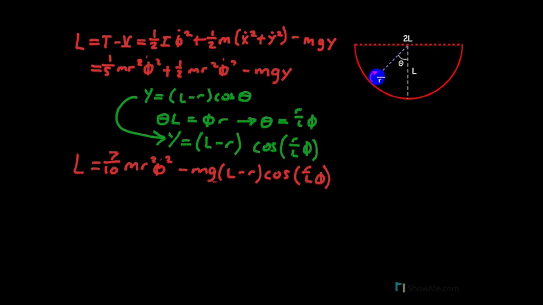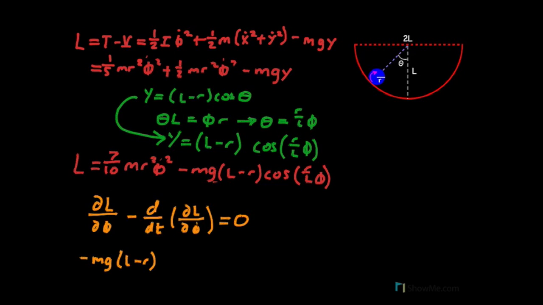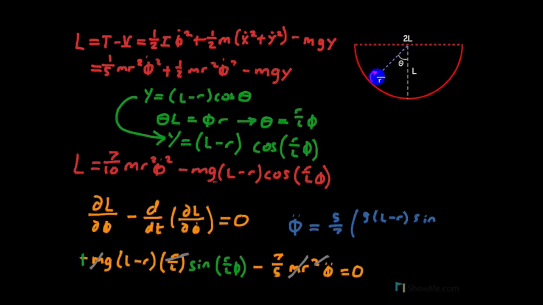The partial derivative of L with respect to phi minus the time derivative of the partial of L with respect to phi dot all sums to 0. Now the partial of L with respect to phi concerns the second term, so we take our constants, multiply by the coefficients in front of phi, and multiply by minus sine of r over L times phi. Now the partial of L with respect to phi dot is 7/5 mr squared phi dot. And we add another dot from the time derivative. Now we solve the equation for phi double dot to find our angular acceleration in terms of phi.